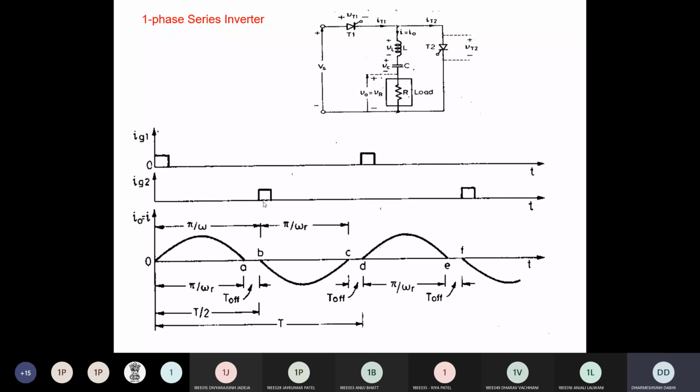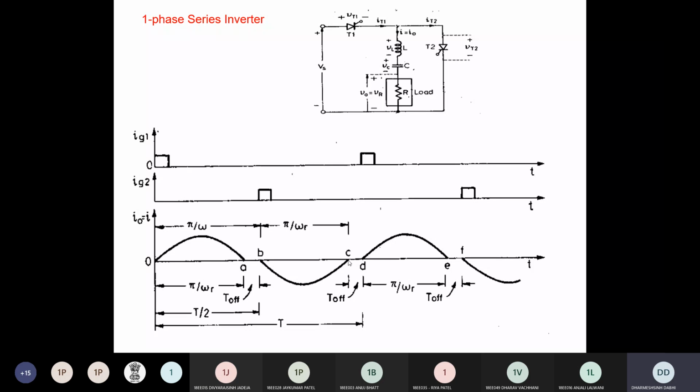But when you turn on thyristor T2 at instant B, what will happen? Your capacitor will start discharging. Clear? And the direction of load current is exactly reverse compared to when thyristor T1 is conducting. That is why this load current is negative. Understand? So when T2 is conducting, it is discharging. Yes or no?